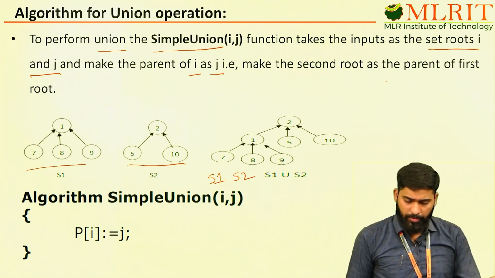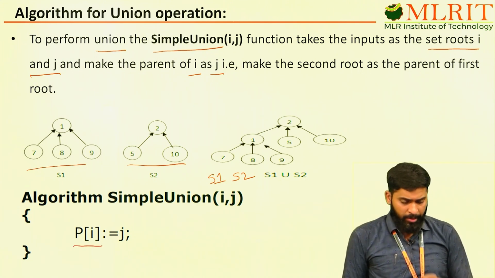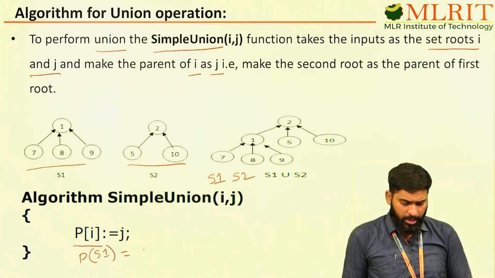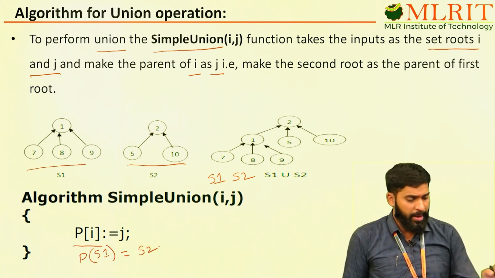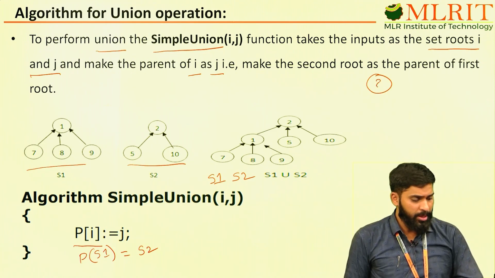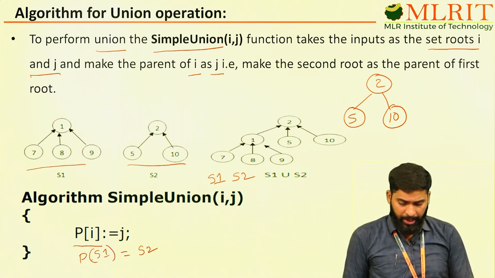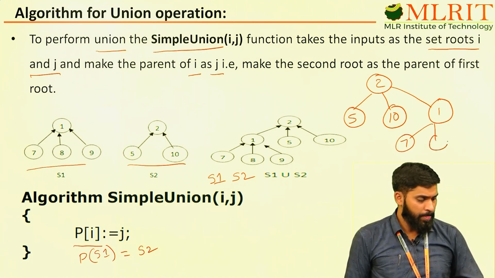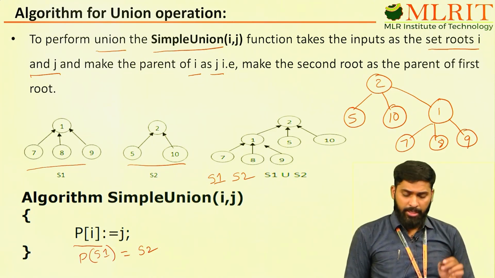Now we represent this: the parent of i, that means the parent of S1, equals j, S2. This is S2 with 2, 5, 10. Now 2 is the parent of S1. This is S1 with 1, 7, 8 and 9. So this is the simple union.